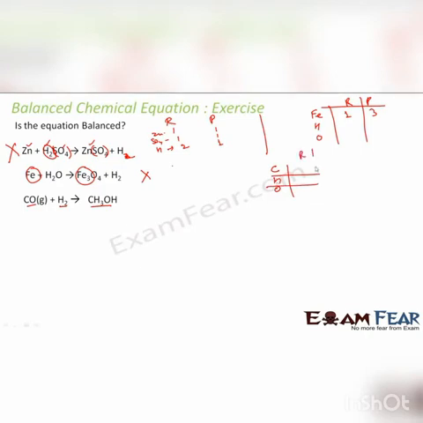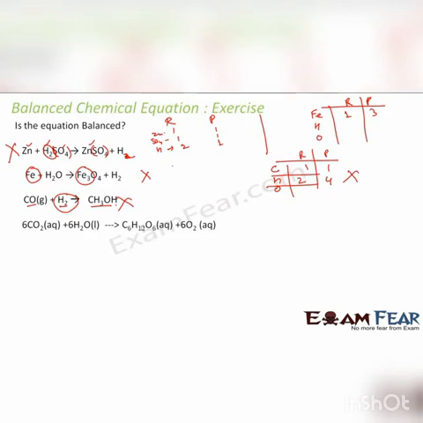So we have this reactant and product. Carbon, we have 1 here, in product also we have 1. Hydrogen, we have 2 here and in product we have 3 plus 1, 4. So we can say that this one is also not balanced. Correct. Let's take one more example.